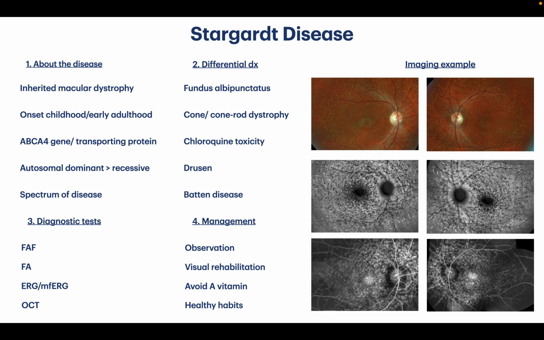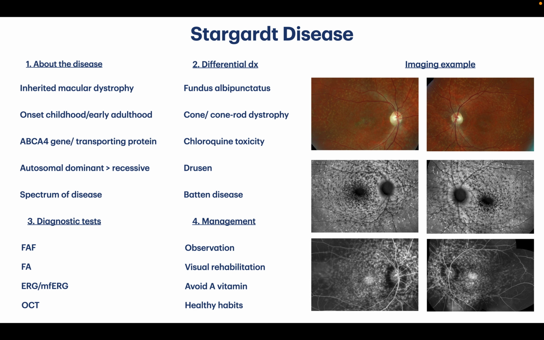Stargardt disease is often associated with the ABCA4 gene, which is a gene associated with the production of a retinal transporting protein. Most of the patients have an autosomal dominant condition. However, it can also be autosomal recessive. It's important to keep in mind that Stargardt disease is a spectrum of disease.